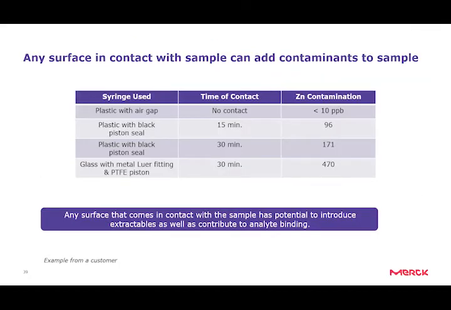Many times we blame our syringe filters for extractables and analyte binding, but the syringes that we use for filtration of sample can also cause or add contaminants to the sample. This is an example actually from a customer where they were looking for zinc analysis using ICP analysis. And they saw that plastic syringes with the black piston seal can lead to a higher level of zinc contamination in the sample depending on the time of exposure.